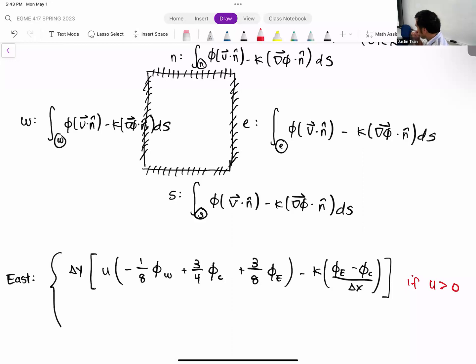Before I write the next version, let's take a step back and make sure this expression makes sense. If u is positive, that means it's going from left to right, so the velocity is going this way. Let me draw a cell right here. Remember, the QUICK scheme, at its core, is still an upwinding scheme, so it follows the same spirit as the forward and backward difference that we used before. Just like regular upwinding, we want to put the extra emphasis on the cell to the left, because that's the upwind direction. For the east face, where we're evaluating this integral, that extra neighbor is going to be the west cell. That's why you see this -1/8 phi sub W here, because we're putting extra emphasis on that side.